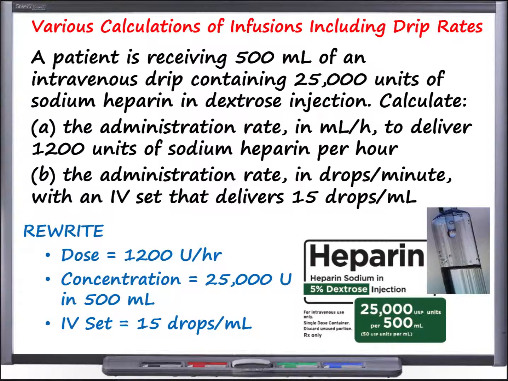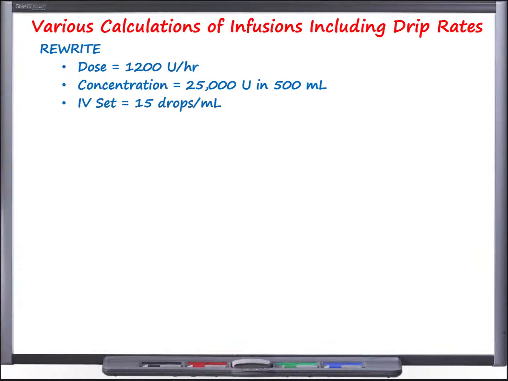That includes that our dose of heparin needs to be 1,200 units per hour. Now, to provide that dose, we're going to use a pre-made IV bag that has the concentration of 25,000 units of heparin in a 500 milliliter bag. And to administer it, the nurse is going to use an IV set that will administer 15 drops per mil. So from that information, we can answer all of the questions we need. So let's get started. Rewrite the information here.